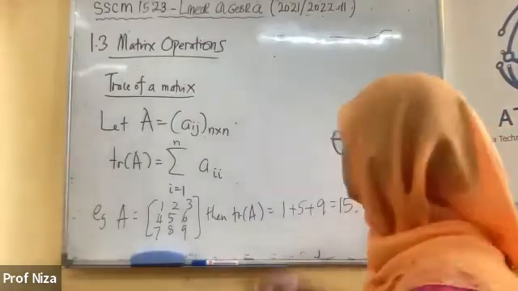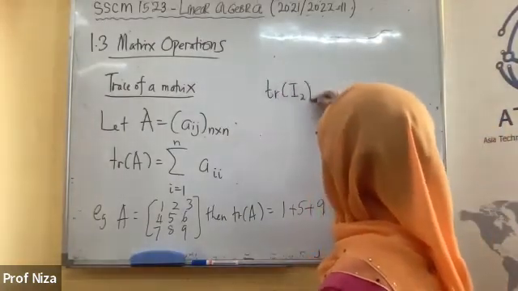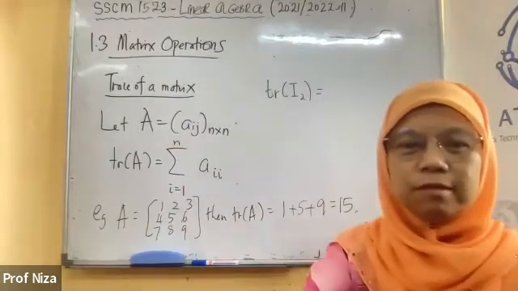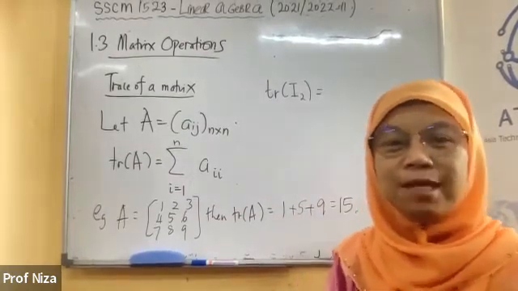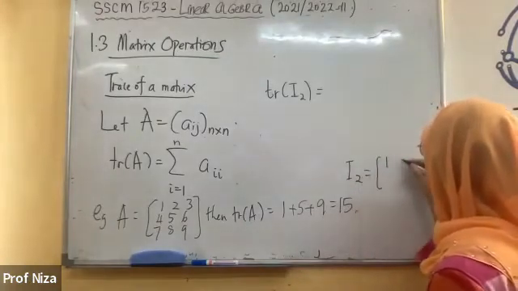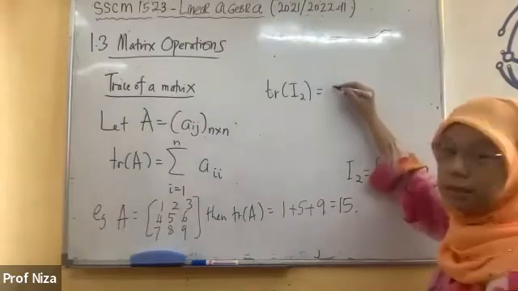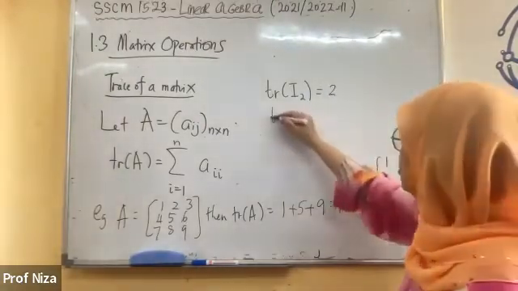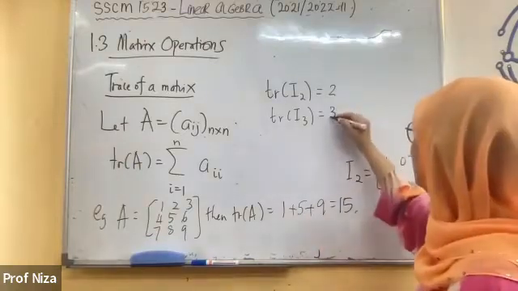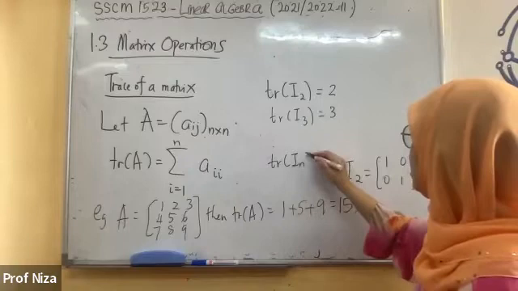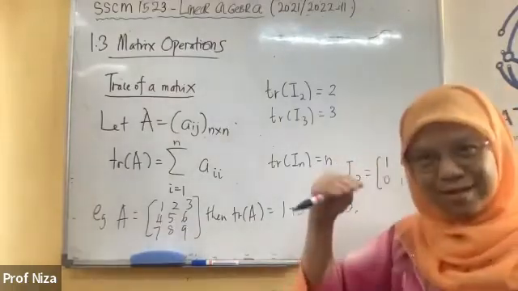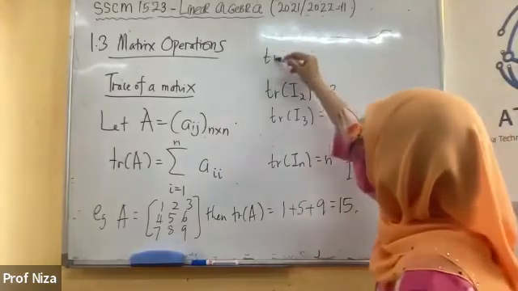Okay, let me ask you, what is the trace of the identity matrix I2? What's the answer? You can type in the chat. Easy question. Okay. So I2 is the identity matrix. The answer is 2. Trace of I3, 3, trace of IN, and see, there is a pattern that you have to know in general. What is the trace of the zero matrix?